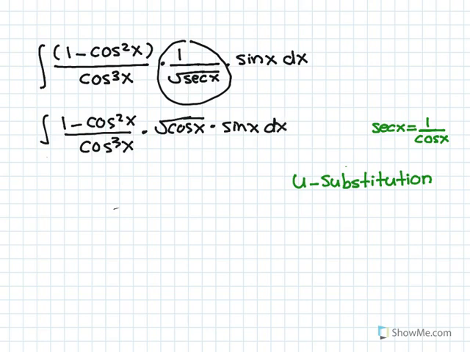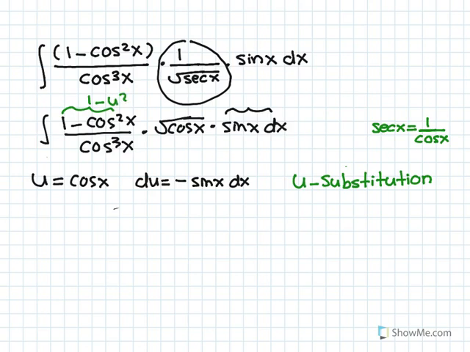Now, the next step here would be to let u be equal to cosine x, because its derivative will take care of sine x dx. So let's do that. u is equal to cosine x. du is minus sine x dx. All right, let's label everything. Here we have 1 minus u squared. In the bottom, we have u cubed. And here we have root of u, and sine x dx will be minus du.